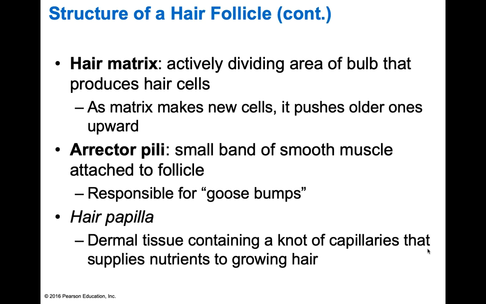Next, we're going to talk about the hair matrix, which is the actively dividing area of the bulb that produces the hair cells. As the matrix makes new cells, it pushes the older ones upward. That causes hair growth. You also have an arrector pili, which is a small band of smooth muscle attached to the follicle. This is what's responsible for moving your skin when you have goosebumps. You also have the hair papilla, which is dermal tissue containing a knot of capillaries that supplies the nutrients for growing hair.